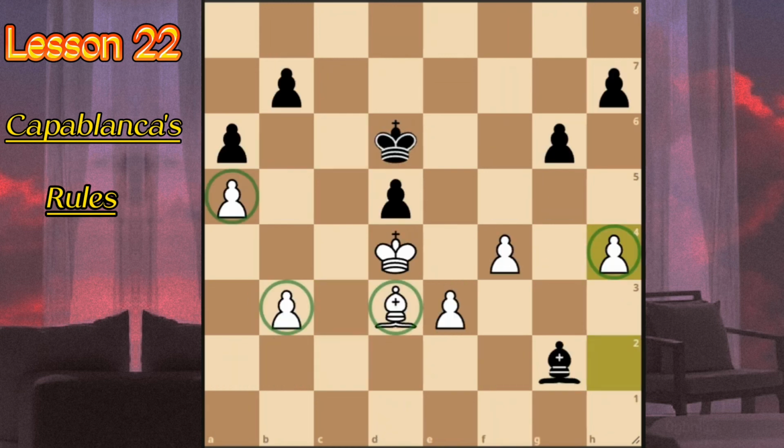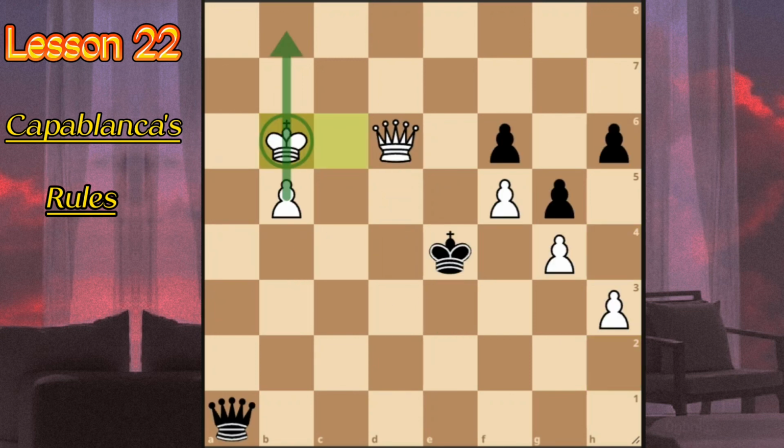Rule number 2. If you have a bishop, then you need to put your pawns on the opposite color squares to your bishop. So an example is this one. If you have this bishop on a light square, then you need to put the pawns on black squares, on dark squares. And don't forget that this is chess.